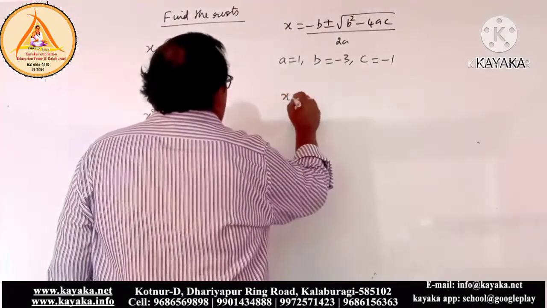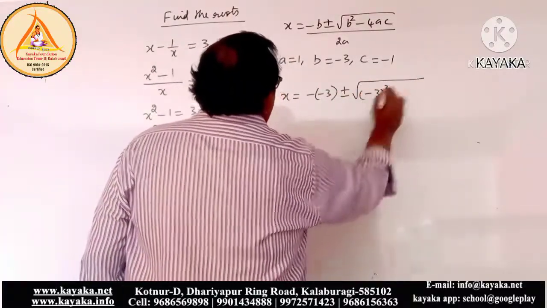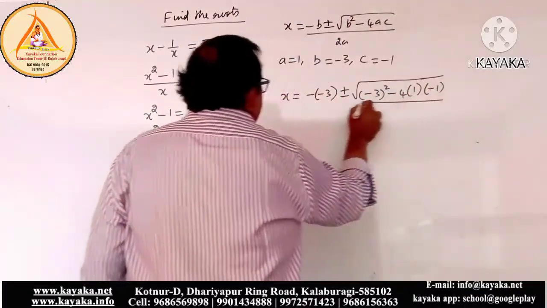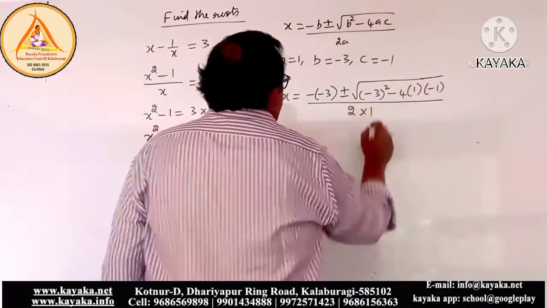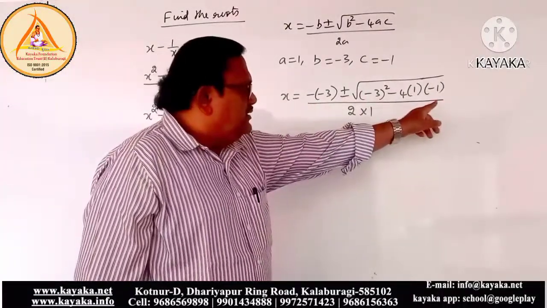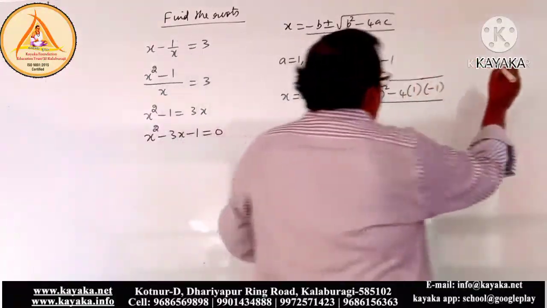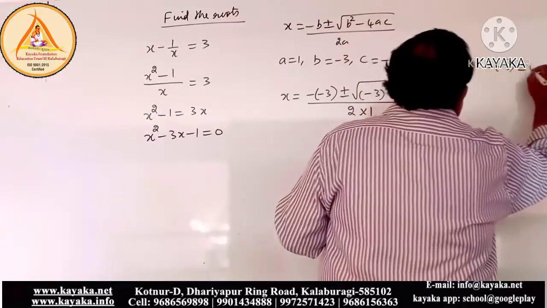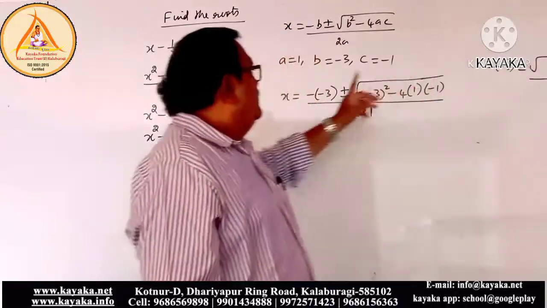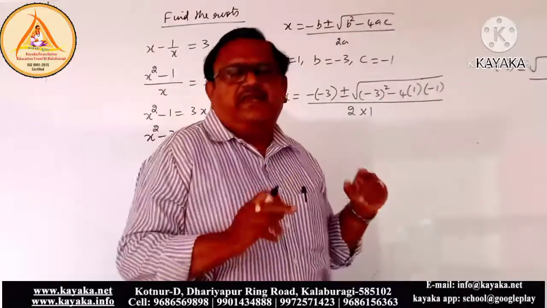Therefore, you will get x equal to minus of minus 3 plus or minus square root of minus 3 the whole square minus 4 into 1 into minus 1, full, divided by 2 into 1. Most of the children will make mistakes here. This line must start from here and end here. Some students mark it like minus of minus 3 plus or minus the root, which is wrong. You have to start this line from here and end it here: the full numerator is divided by the denominator.